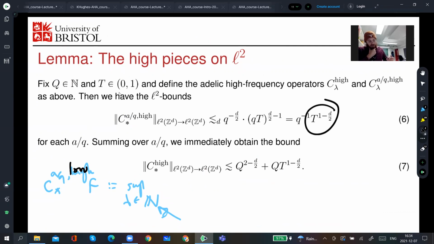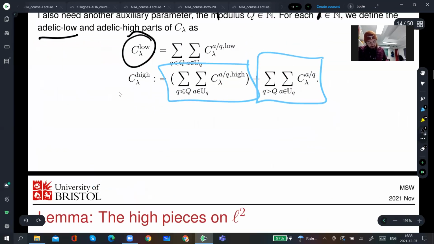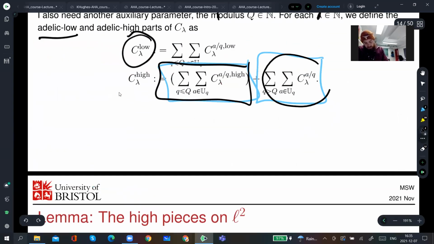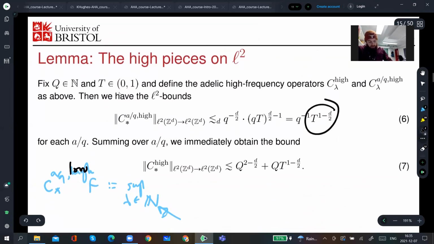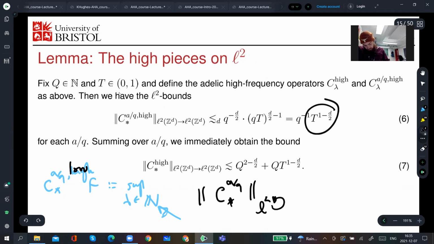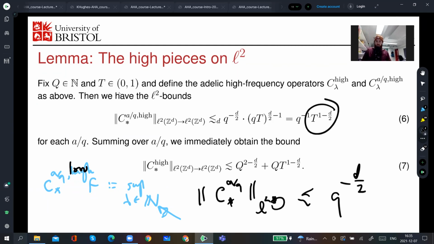That allows you, whenever you sum up over Q, to obtain the following bound. So the high part is going to be a sum over this high part plus these pieces. And what I failed to write on this slide is that we also have the following bound: C star of A over Q from L2 to itself is at most, what would it be? Q to the minus D over 2. Okay, and we'll see the proof of that too.